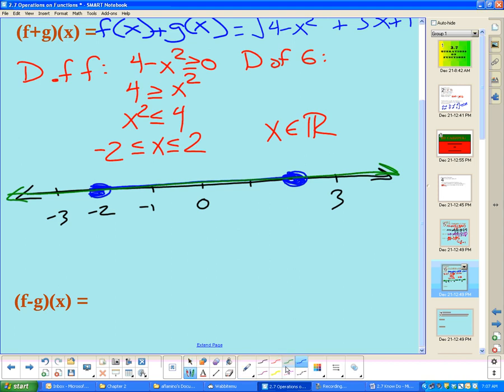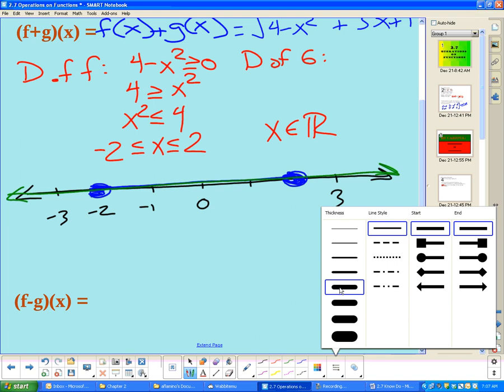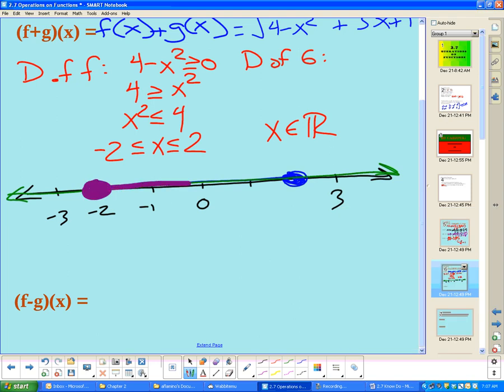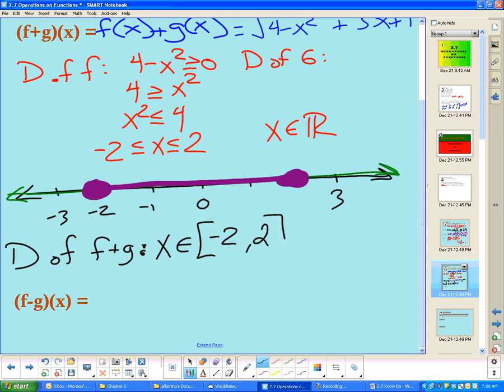And I think maybe I'll do that in purple here. And they overlap starting at negative 2 all the way until I get to positive 2. And that's going to be the domain of that function. The way I'm going to write that down, just for clarity's sake, I'm going to write the domain of f plus g, then my colon. Instead of just writing D, I'm going to say what am I finding the domain of here, because I had several domains going on. So the domain of f plus g is going to be x is an element of the closed interval from negative 2 to 2. So I put those together. And those are the only inputs I can use for that function.